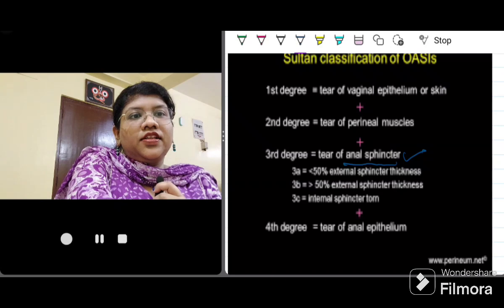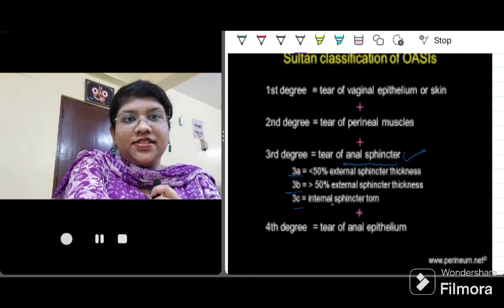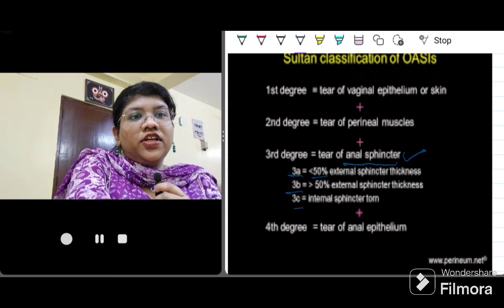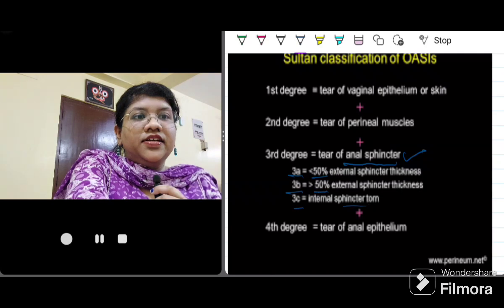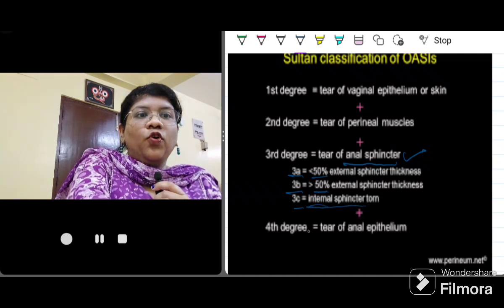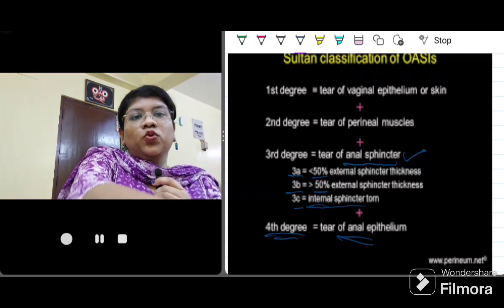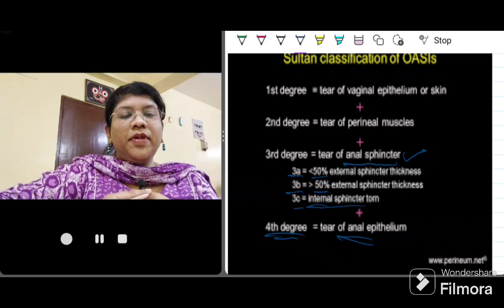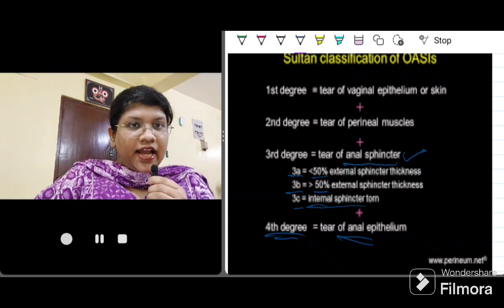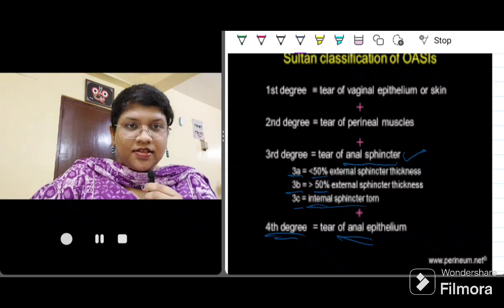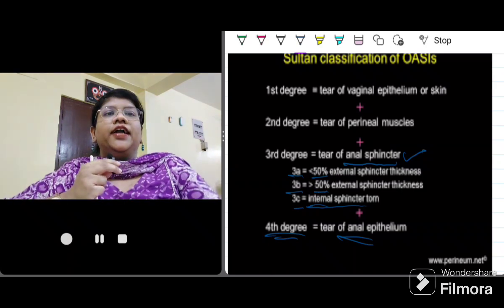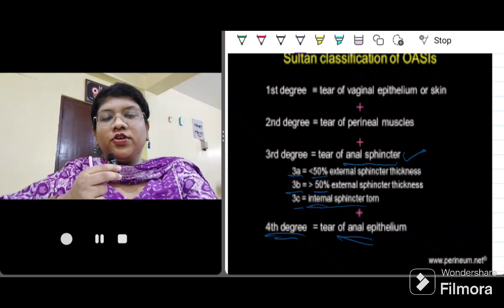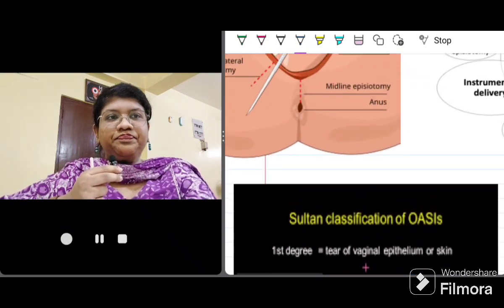It is further classified into 3A, 3B, 3C. 3A is less than 50% of the external anal sphincter. 3B is more than 50% of the external anal sphincter. 3C is where the internal sphincter is torn. Fourth degree is when the anal mucosa is also involved. Remember that only grades 3 and 4 come under OASIS. Grade 1 and grade 2 are not a part of OASIS, and episiotomy is a grade 2 type of perineal tear.